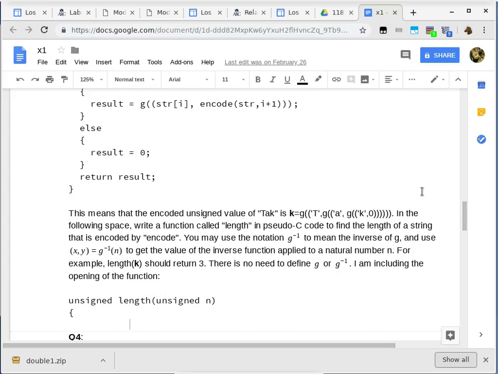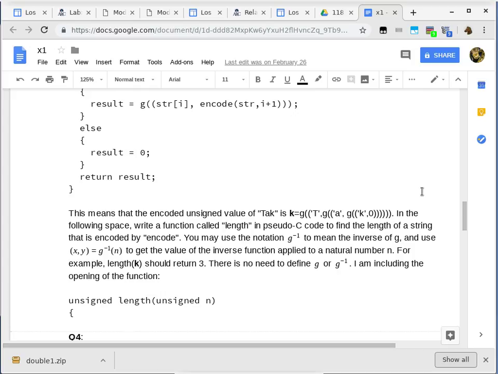Is that making any sense? Okay? To get the values of the inverse function applied to a natural number, for example, length k should return 3. K being this k over here should return 3. There's no need to define g or g inverse because we have those defined in the notes already, so we can just use g as they are defined in the notes. So there's no need for you to repeat the definition here.